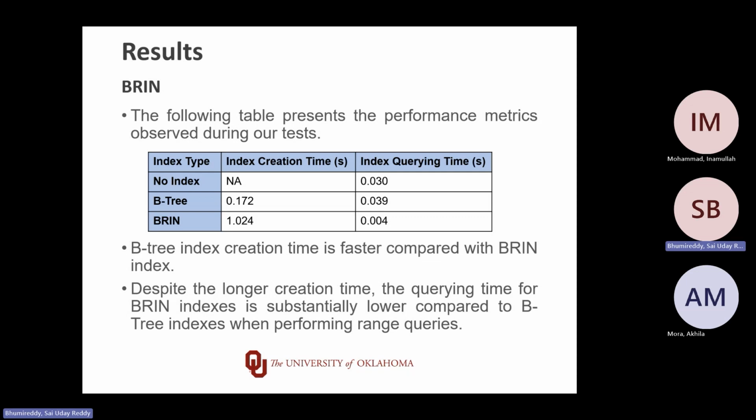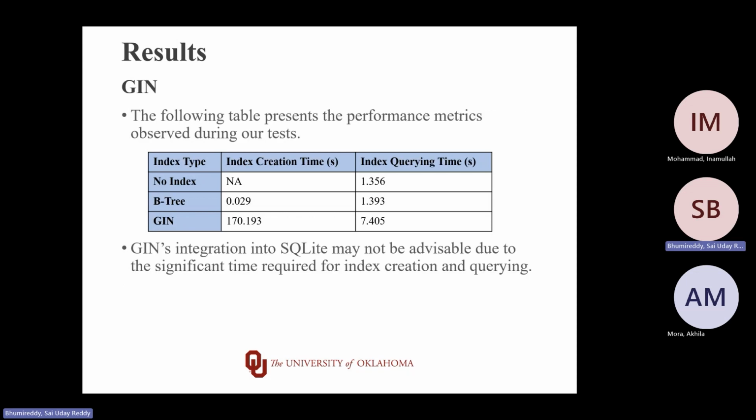And when it comes to GIN, similarly, after applying GIN on the movie genre, which is a text column that stores the related categories that a movie falls in, as you observe here, the creation time of GIN takes too long, and even the retrieval time is taking a long time compared to B-tree.